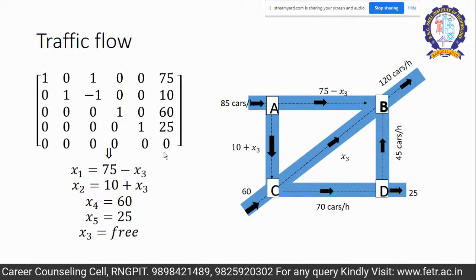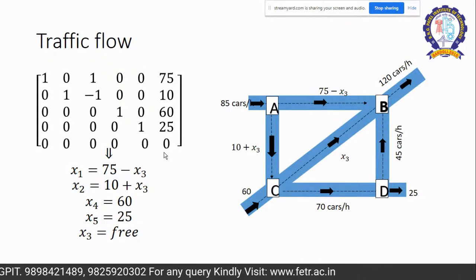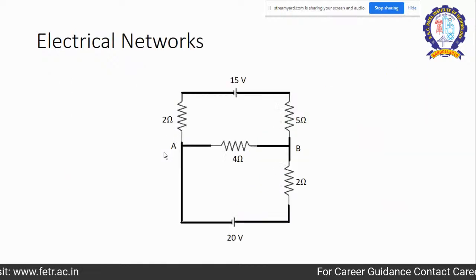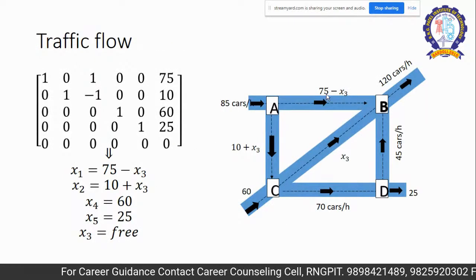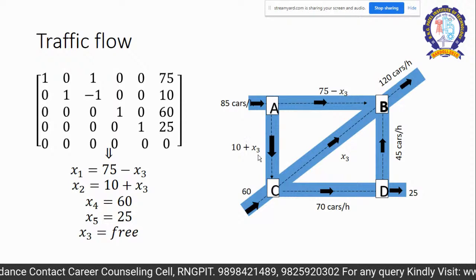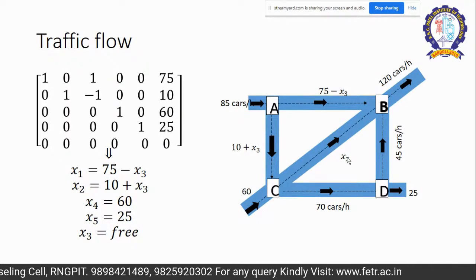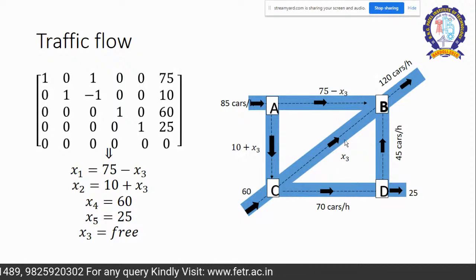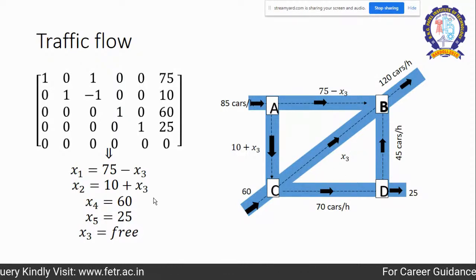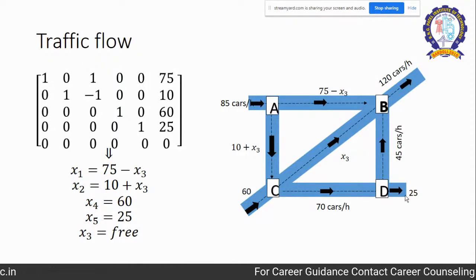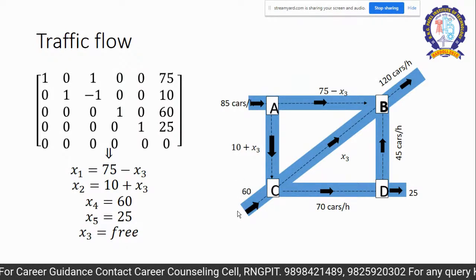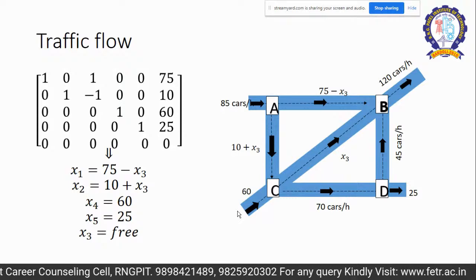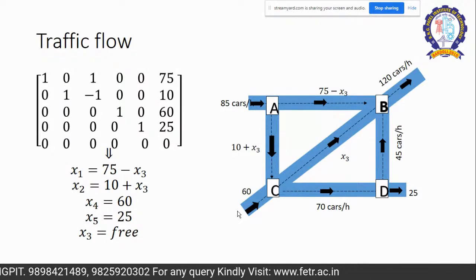So we can take X3 as free; any value we can consider. That's why I consider X3 a free variable. So that gives the solution: 75 minus X3, 10 plus X3. X3 is a free variable, so we are not allocating any value here. X5 is 25 and X4 is 60. So that gives the allocation of the traffic over the network.